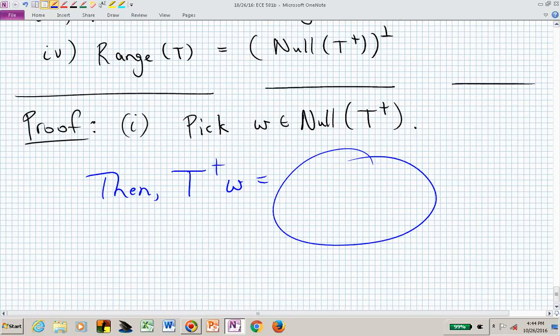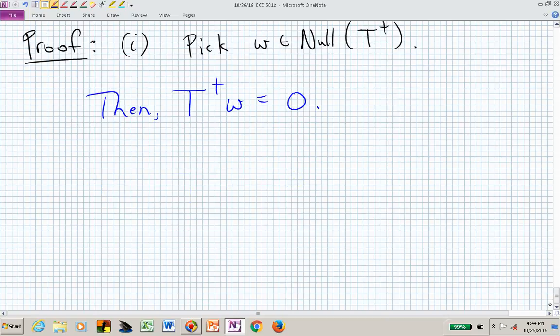Do you get anything? It's in the null space, so actually W maps you to the 0 vector, doesn't it? That's by definition. That's how we define W. So now let's just say, okay, you have the 0 vector. I can build the 0 vector with this operation, T dagger applied to W.